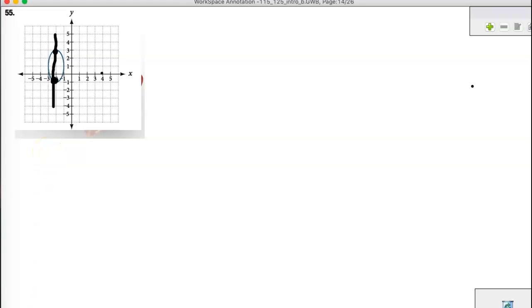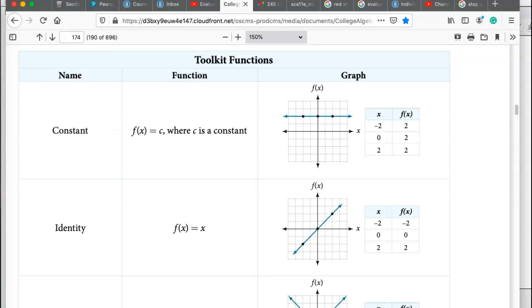So I wanted to take a look at that. Now, the second component that I would like to finish up here on page 174 is a toolkit of functions. Functions have names, and we want to practice those names, right? And we want to practice the function notation. So f of x equals c, meaning y equals c, doesn't matter what x is, y is always going to be the same. That will give you a horizontal line, and it's called the constant function.